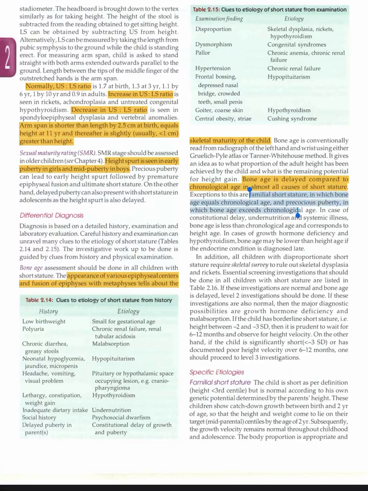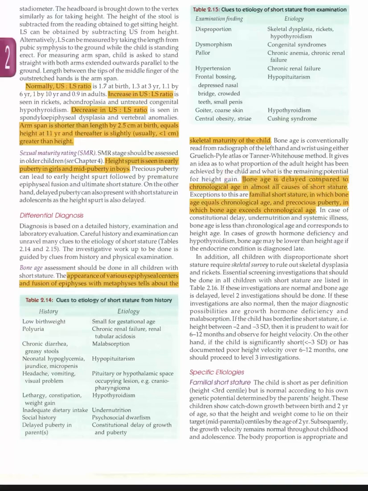There are two exceptions: familial short stature, in which bone age is equal to chronological age, and precocious puberty, in which bone age exceeds chronological age. In constitutional delay, undernutrition, and systemic illness, bone age is less than chronological age and corresponds to height age.